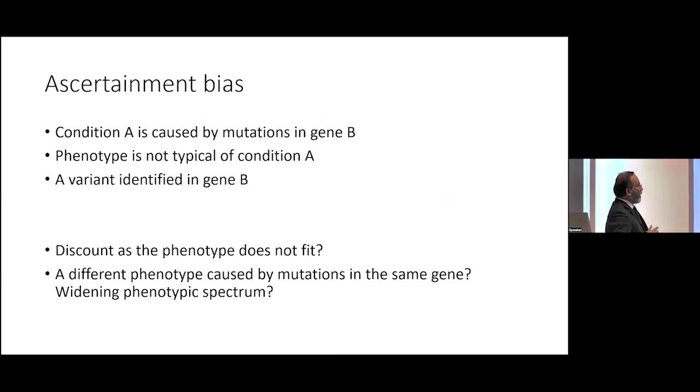So, ascertainment bias. If you know that condition A is caused by mutations in gene B, but the phenotype is not typical of condition A, and a variant is identified in gene B, should we ignore it because the phenotype does not fit, or could it be a different phenotype caused by mutations in the same gene, a widening of the phenotypic spectrum? And we are finding this increasingly with gene agnostic testing.